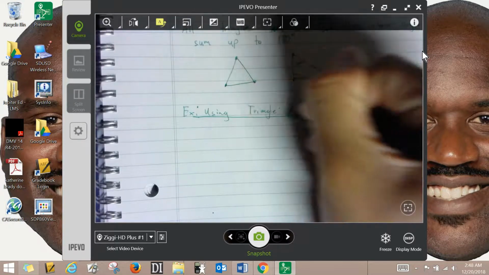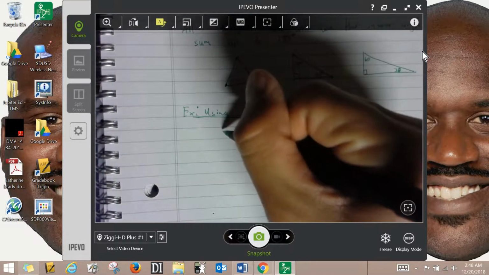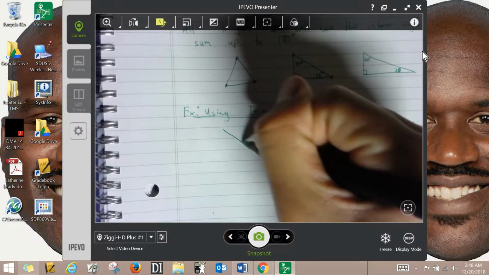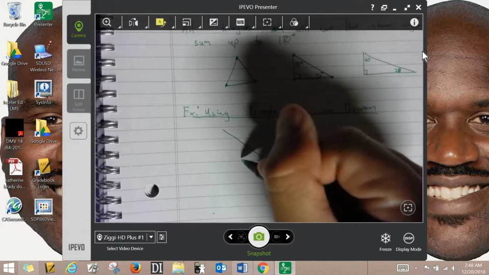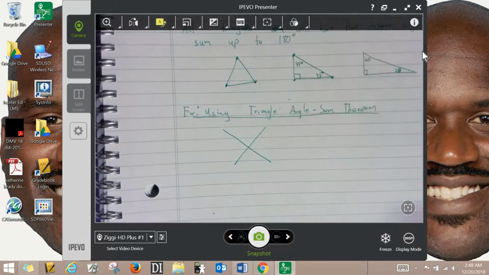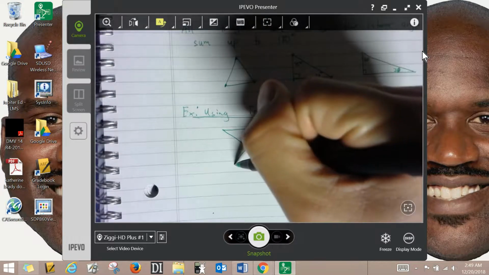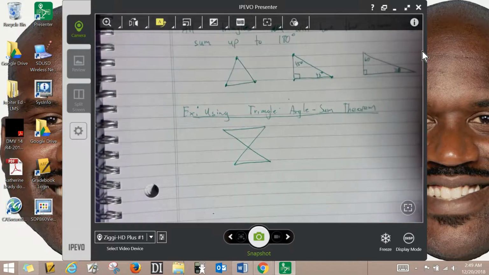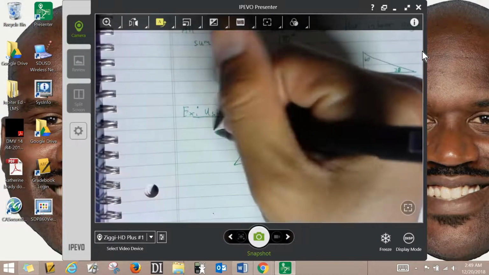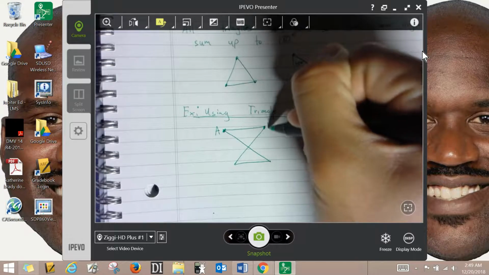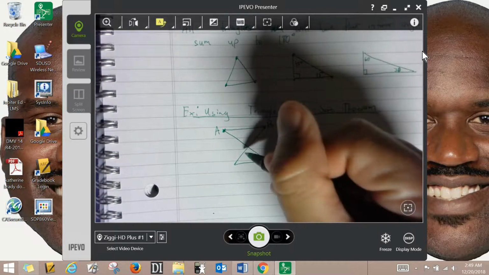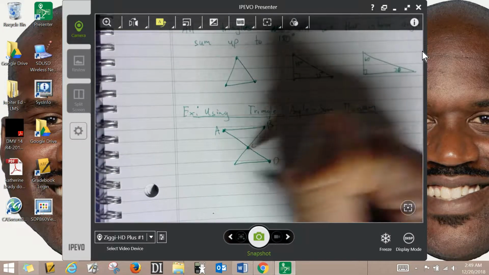So here's an example of this. Why don't you draw sort of like an X bar in this way, and then we're going to connect the vertices. You have to ask yourself, how many triangles do you see? I see 2, and let's name these vertices A, B, C, D, and E.